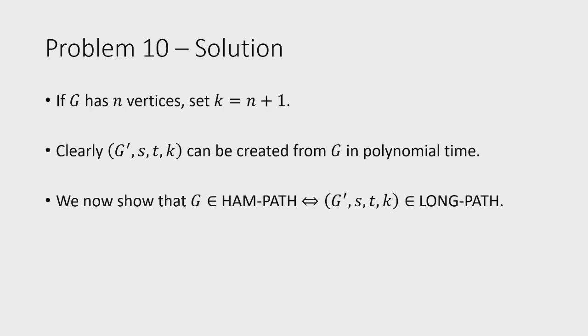G is given to us in the Hamiltonian path problem, right? So let's say G has n vertices. It is very easy to add an extra vertex S and add an edge from S to every vertex of G in polynomial time, right? You can do this in order n time. Yes, that we can do. Similarly, you can do it for T. And K is just counting how many vertices are there in G and adding 1 to it, right?